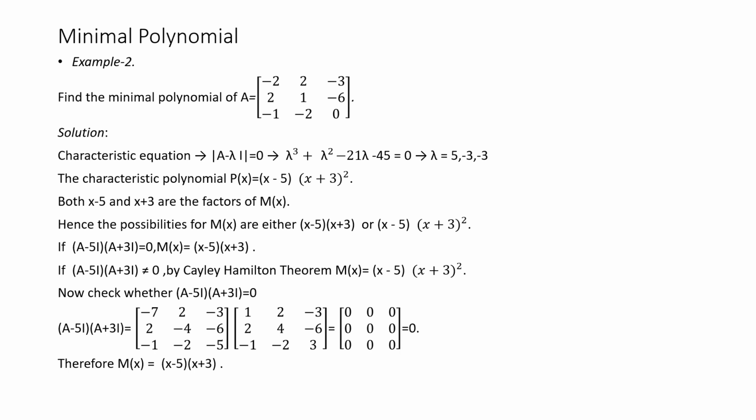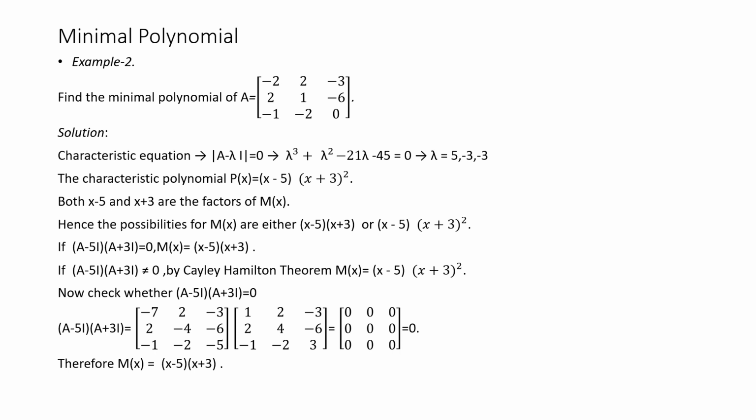Another example, find the minimal polynomial of A equals first row minus 2 2 minus 3, second row 2 1 minus 6, third row minus 1 minus 2 0. As in the previous case, first we have to find out the characteristic polynomial p of x. For that, the characteristic equation is determinant A minus lambda I equals 0, which gives lambda cube plus lambda square minus 21 lambda minus 45 equals 0, whose roots are 5, minus 3, minus 3.